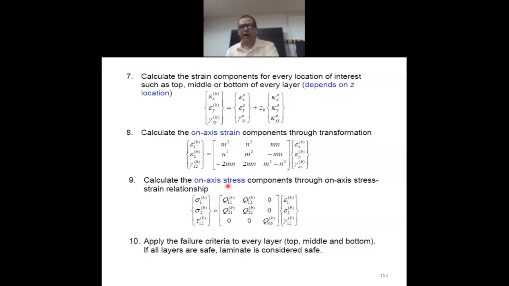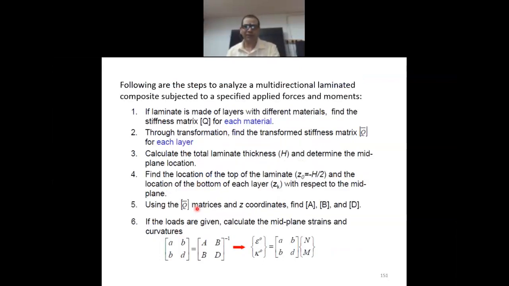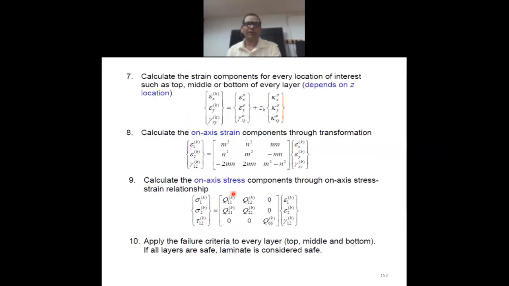Right. So the thing is that for applying the failure theory, we need sigma 1, sigma 2, and tau 1 2. To find sigma 1, sigma 2, and tau 1 2, we need epsilon 1, epsilon 2, and gamma 1 2. Epsilon 1, epsilon 2, and gamma 1 2 can be found from the on-axis relations. This we have already seen. So finally, we need epsilon x, epsilon y, and gamma x y. So that is what steps 3, 4, 5, 6, 7 are. That is what we are going to discuss now.